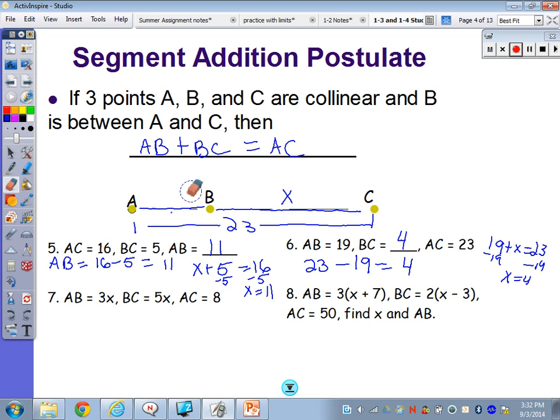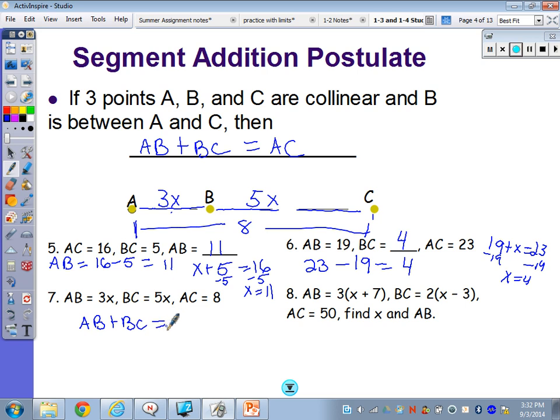So on number 7, now we're going to get variables again. So we have x's, and it's going to be similar. So I get AB is 3x, BC is 5x, and then the whole thing is 8. So when you do this, we're going to use this postulate, okay? B is between A and C, so we add the two parts. We know that AB plus BC is equal to AC. So that means AB is 3x, BC is 5x, and AC is equal to 8.